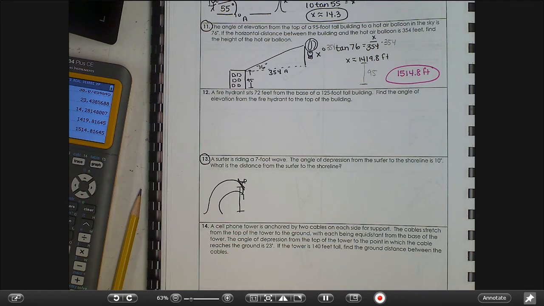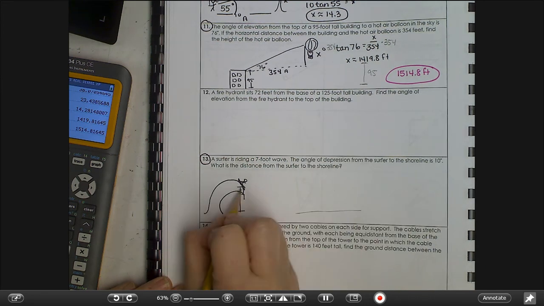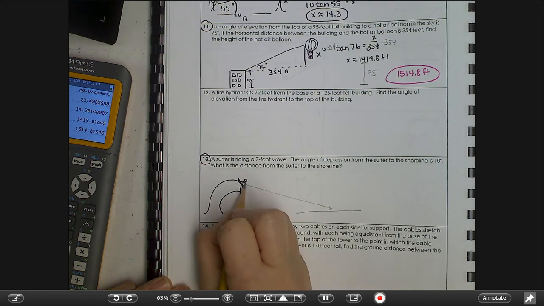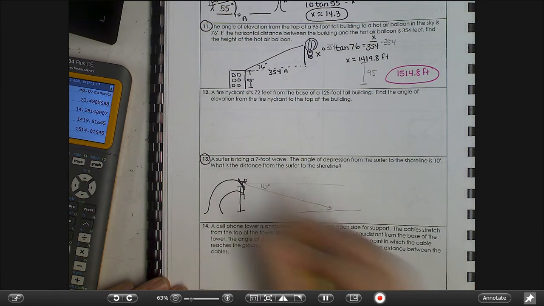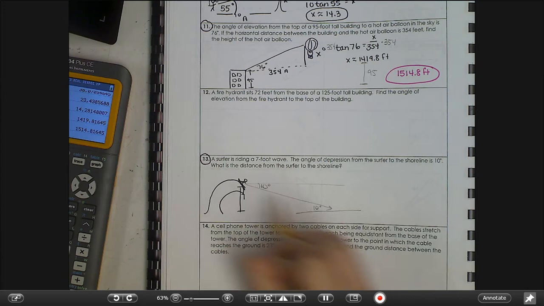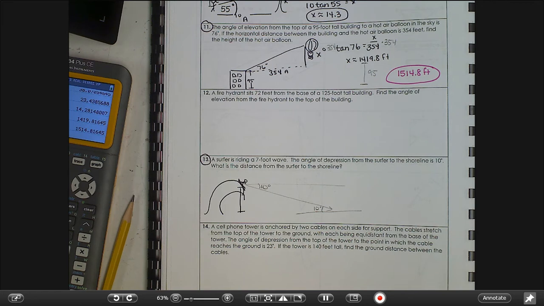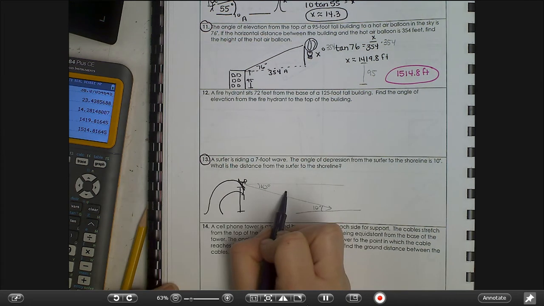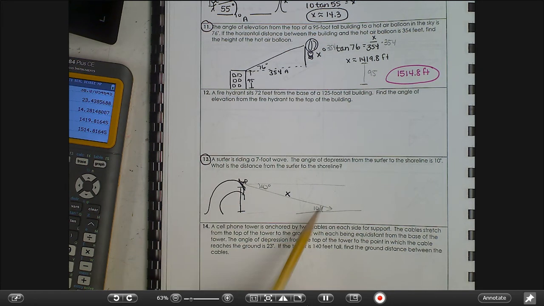The angle of depression from the surfer to the shoreline, so here's the beach, and the angle of depression would be the difference between if he went straight across or if he went down. So there's 10. Okay. Again, alternate interior angles are congruent, and so we can put that down here. What we want to know is the distance from the surfer to the shoreline. Well, the shortest distance between 2 points is a straight line, so that's the actual distance at this moment. We're not looking for the horizontal distance because that's not the distance from him to the shore.